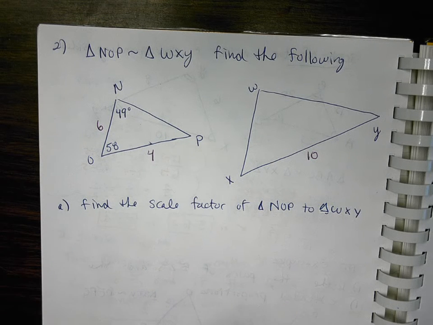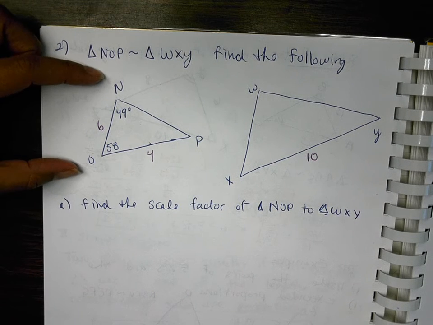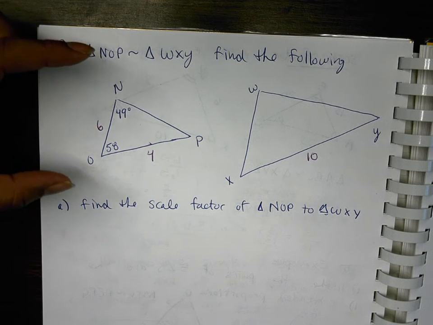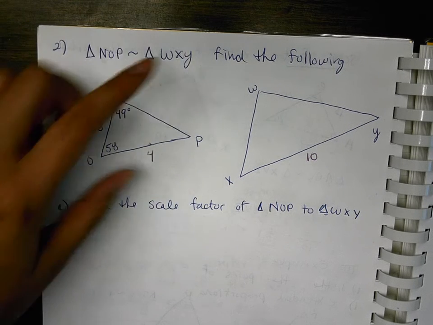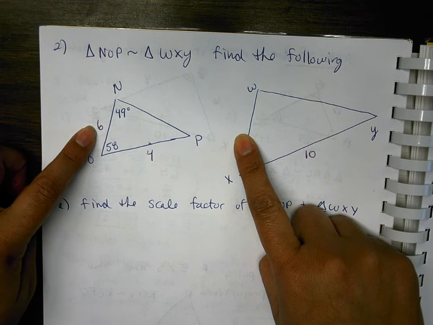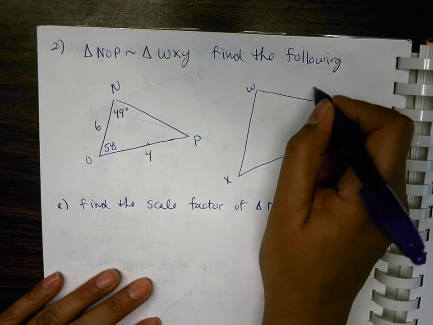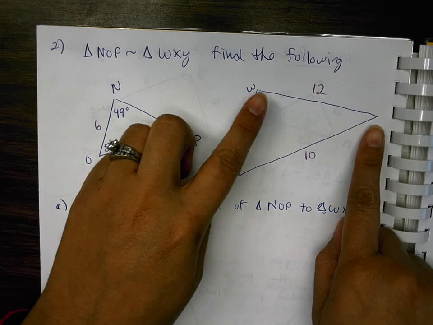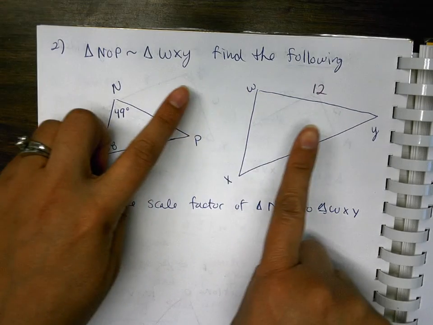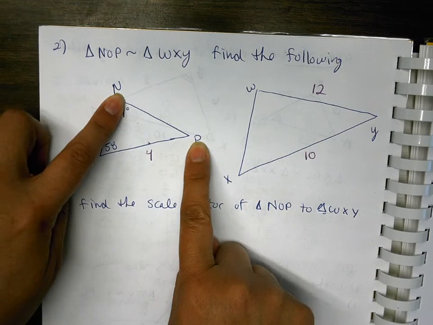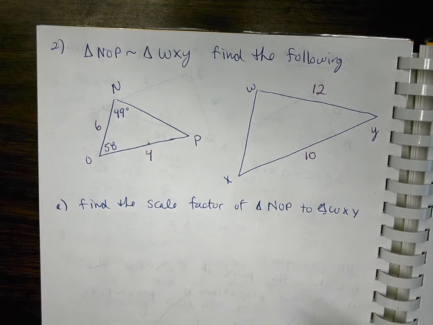For example, why would I not use the 6? Because what corresponds with the NO in the big triangle? And does it have a corresponding side length over here? No. Does that make sense? And I'm going to give you one more side. I'm going to give you that this is 12. Why would I not use the 12 here? Because it has an NP, but there's no side length there. What is the only set of corresponding sides that have numbers?